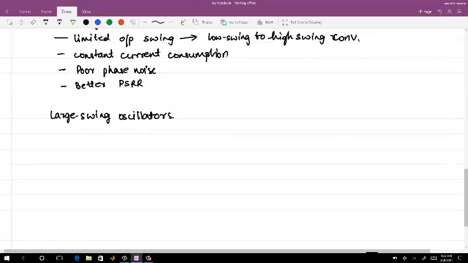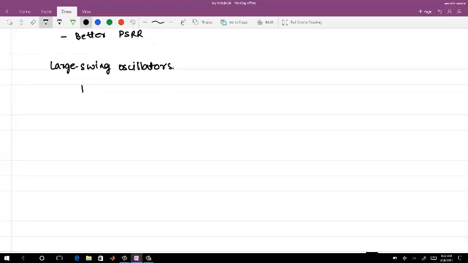For the low swing oscillators, I have used the Barkhausen criterion and showed you the gain and phase Barkhausen criterion for oscillation. For large swing oscillators, it is difficult to show that because that is not a linear system itself. So let me show how you get the frequency of a large swing oscillator. So this is an inverter ring.